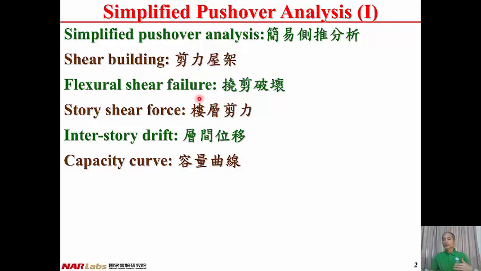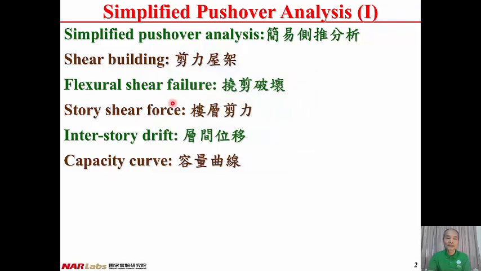In addition to shear failure and flexural failure, there's one more failure mode called flexural shear failure mode. In this failure mode, it is initiated in terms of flexure. And then at some displacement, some deformation, it changes from flexural failure to shear failure. Therefore, it's called flexural shear failure.